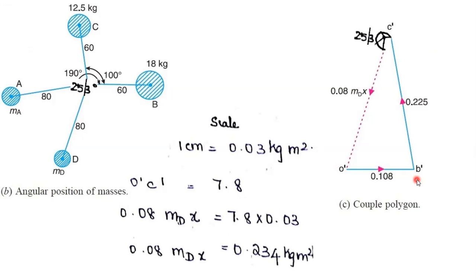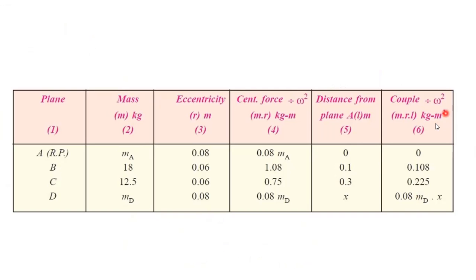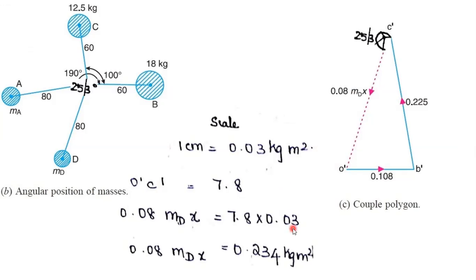0.108. So I'm going to use the scaling. So 1 centimeter will be 0.03 kg meter square, because it's a couple polygon, right? So unit is very important. Couple means kg meter square, and centrifugal force means kg meter. And 0.108 divided by 0.03 means you will be getting 3.6 centimeter. So keep your scale here and draw a 3.6 centimeter line, and this line will be denoting the mass B.